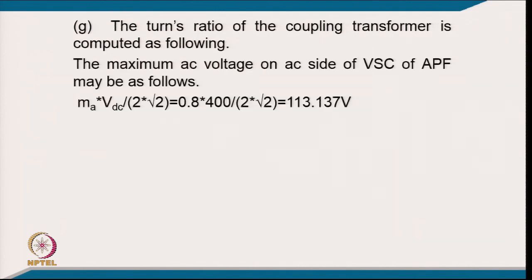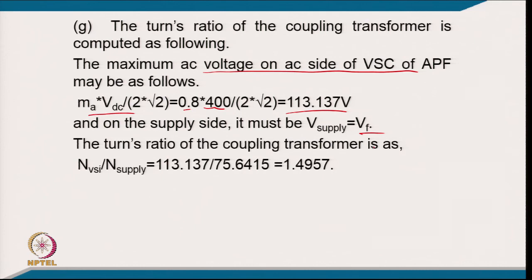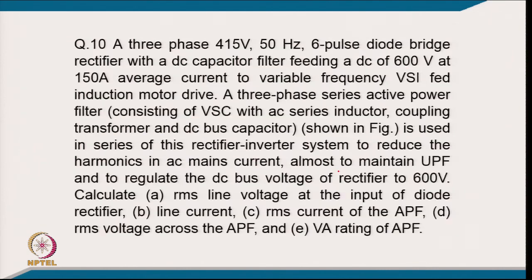The turns ratio of the coupling transformer is calculated from what AC voltage the inverter can generate. So, from a modulation index of 0.8 and 400 DC link voltage, this can generate 113.137 volt, and on the supply side we are injecting the VF voltage. So, the turns ratio we can find out from the voltage we are generating from the inverter and the voltage we have to inject. From this we get the turns ratio of 1.4957.